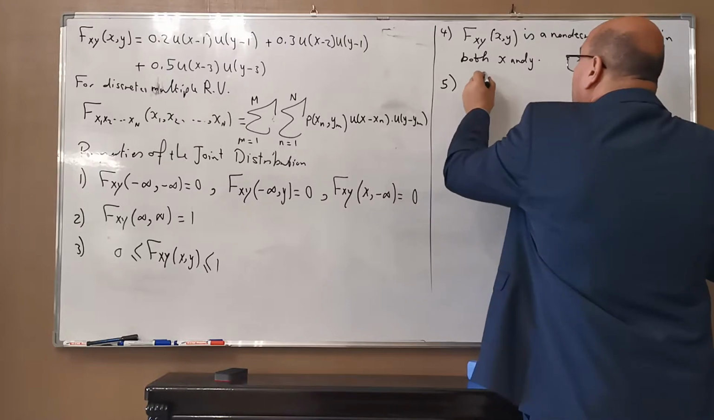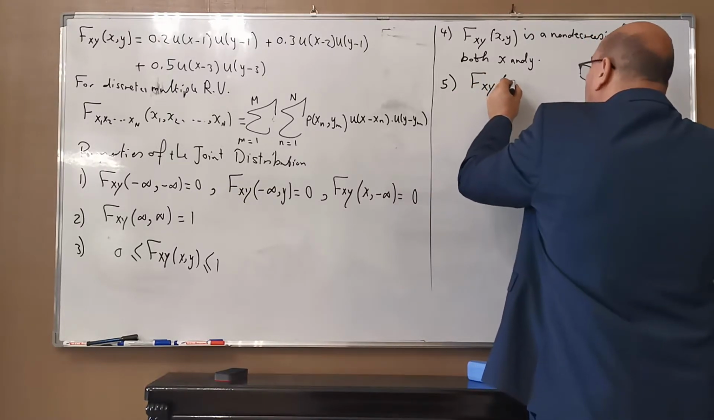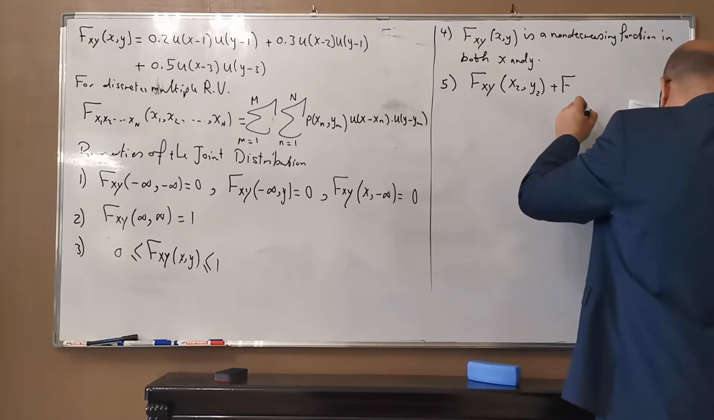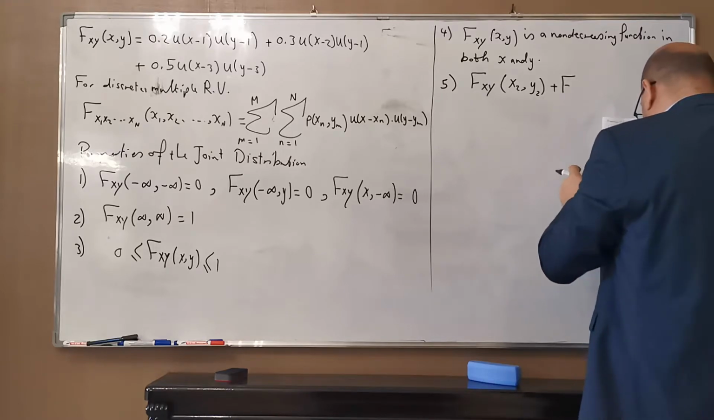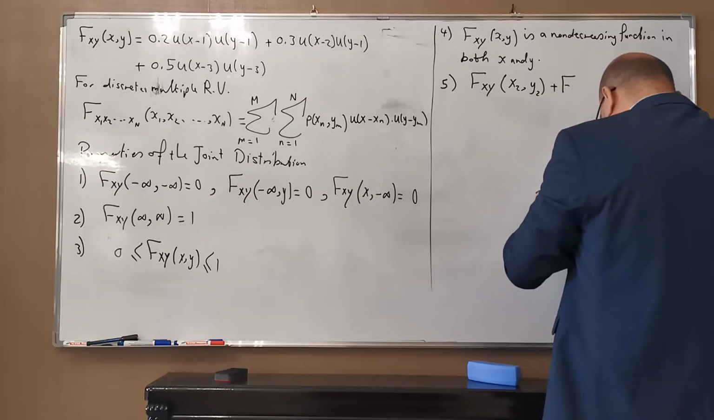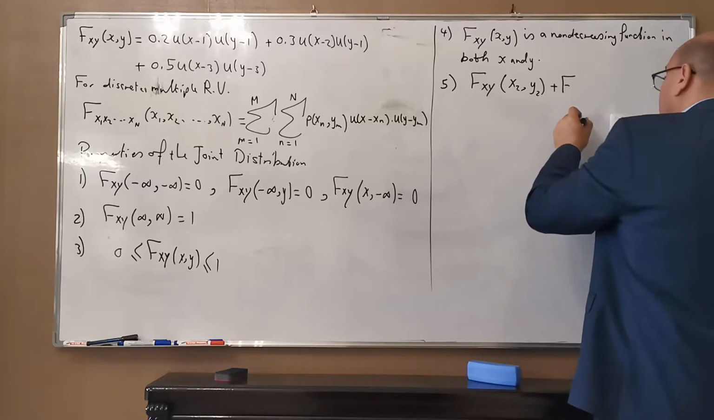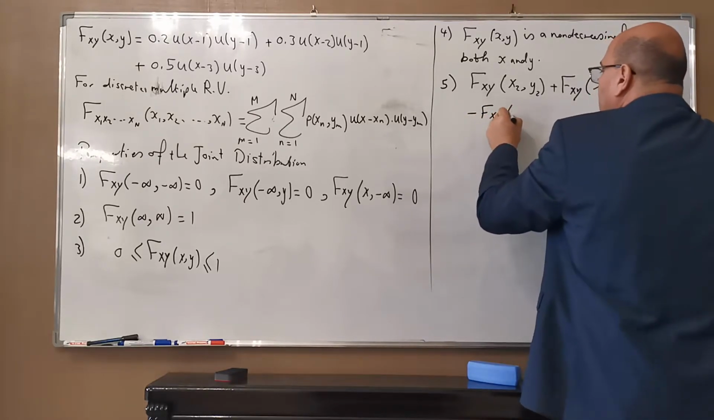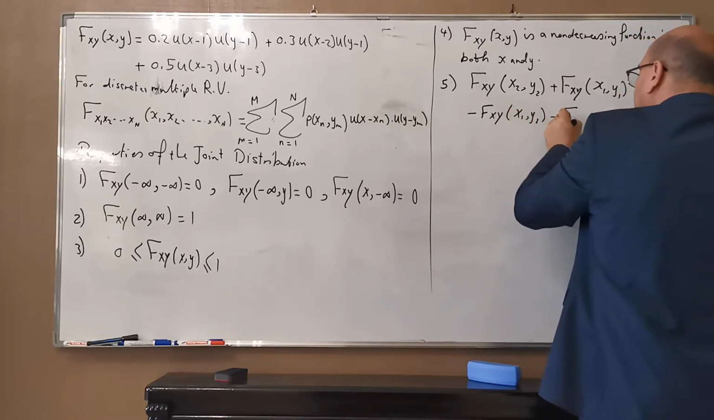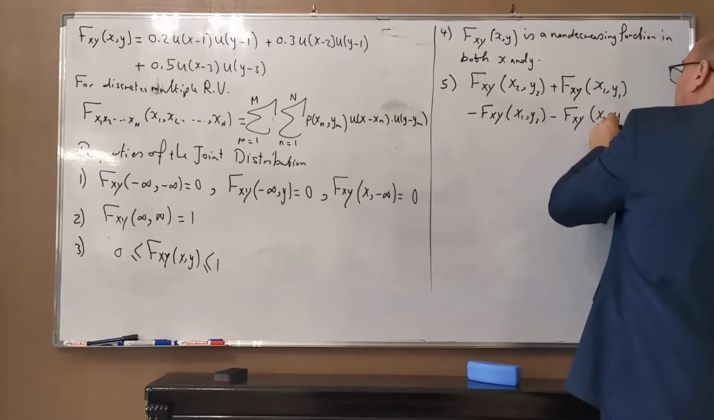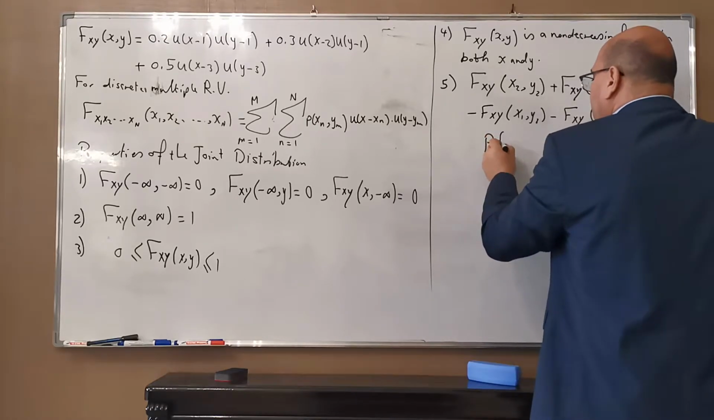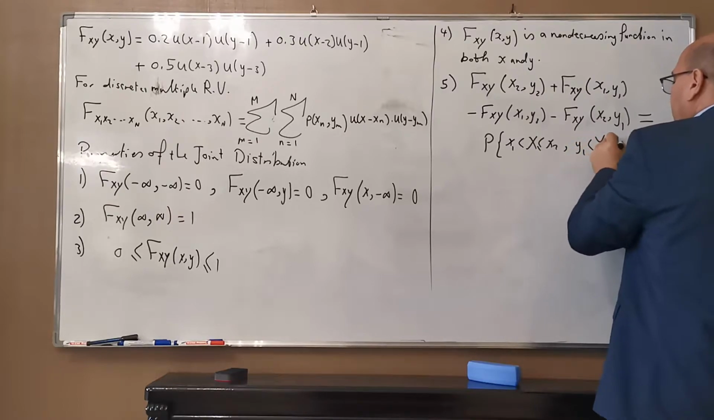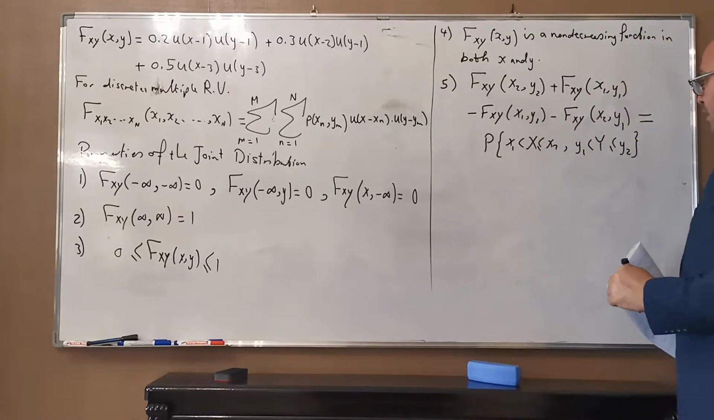Property 5: fxy of x2, y2 plus fxy of x1, y1 minus fxy of x1, y2 minus fxy of x2, y1. This is equal to the probability that x is between x1 and x2, and y is between y1 and y2. Okay? How to visualize this?